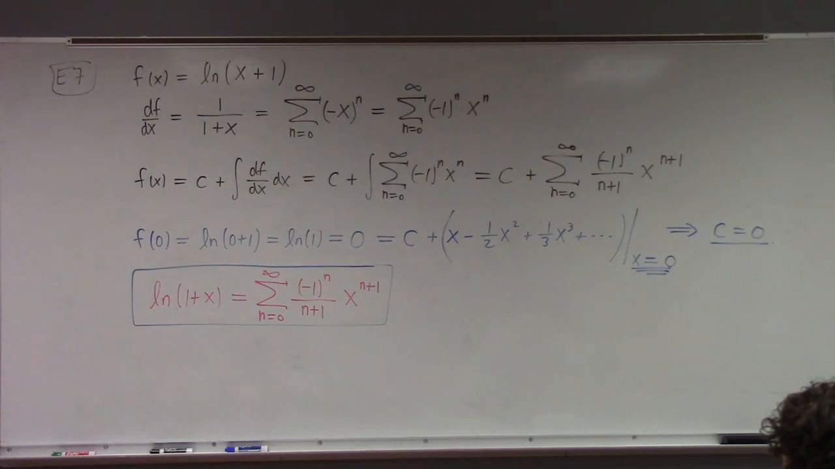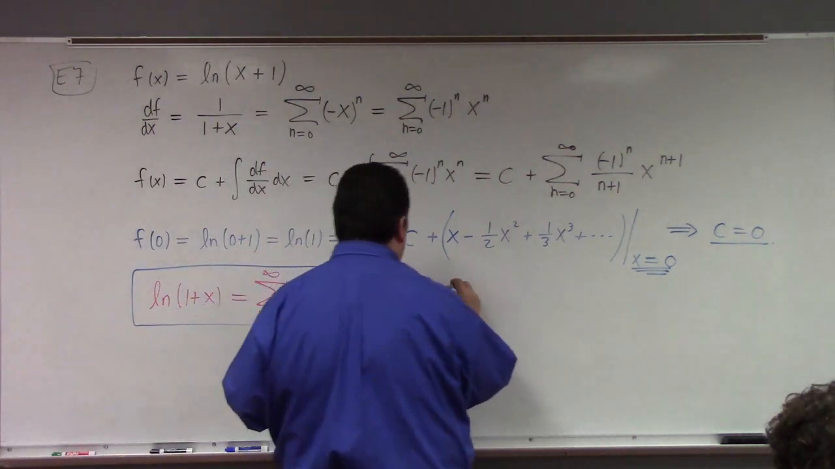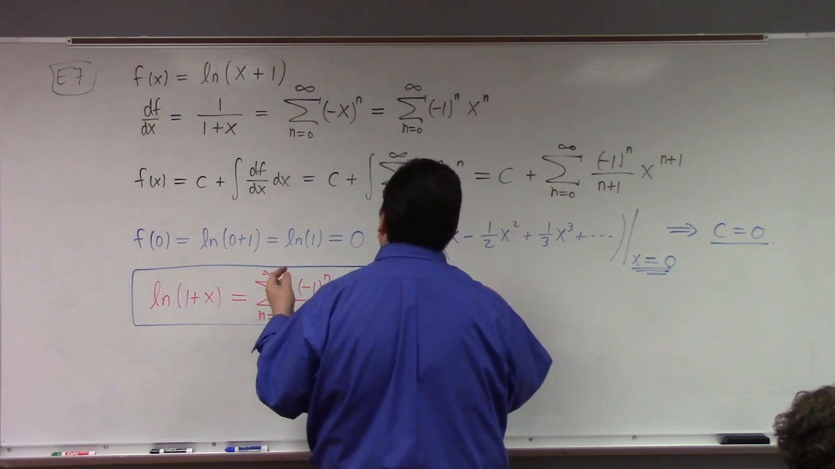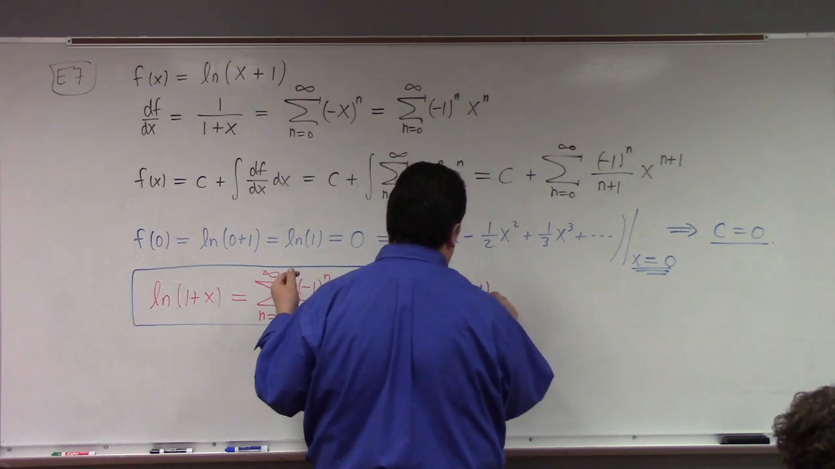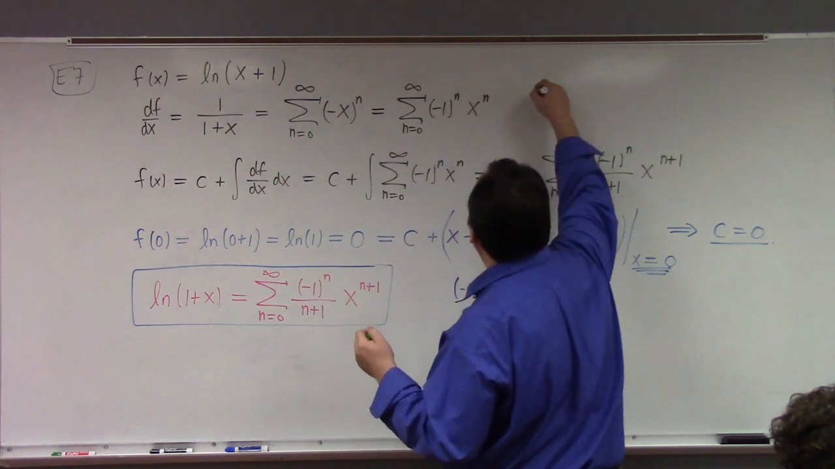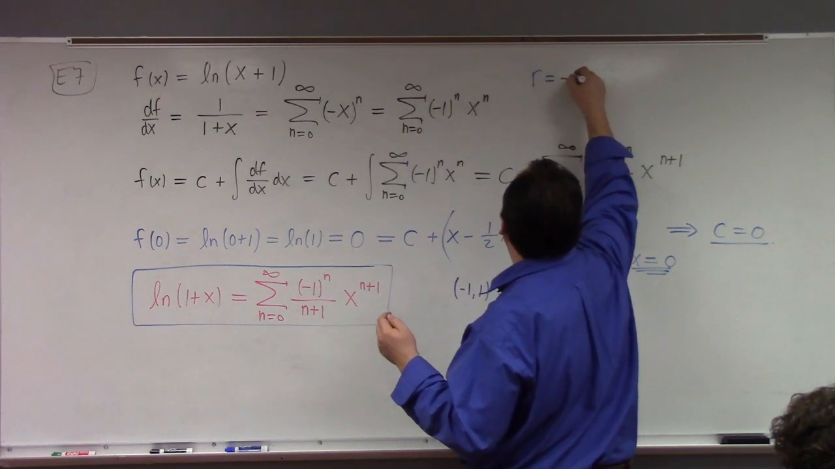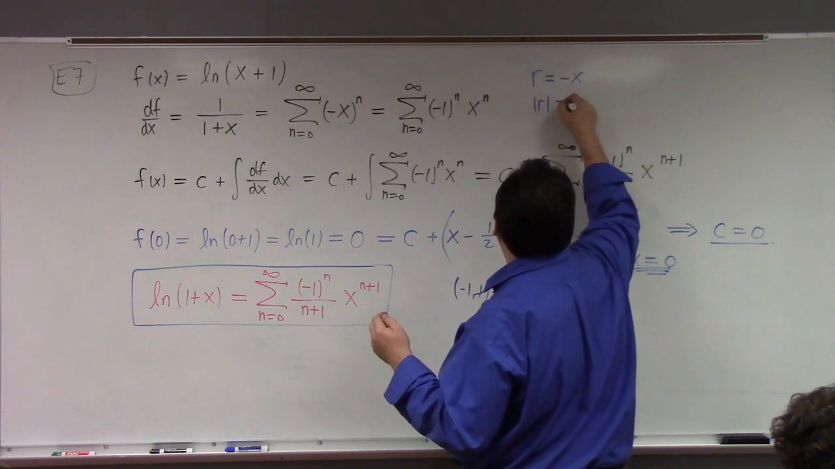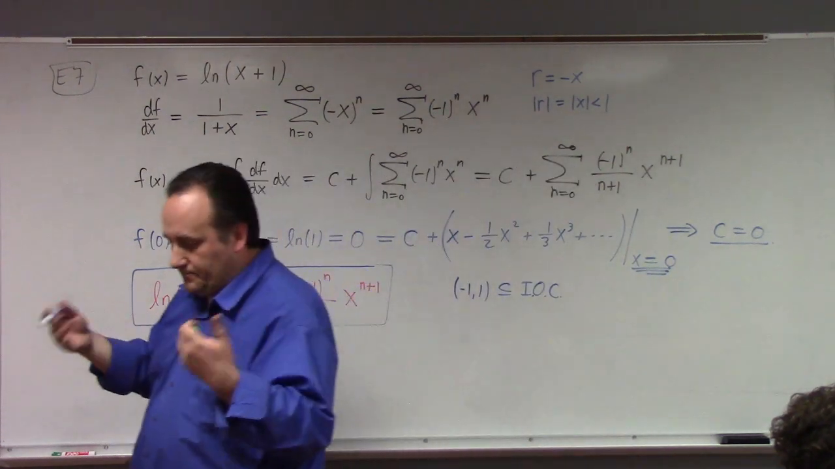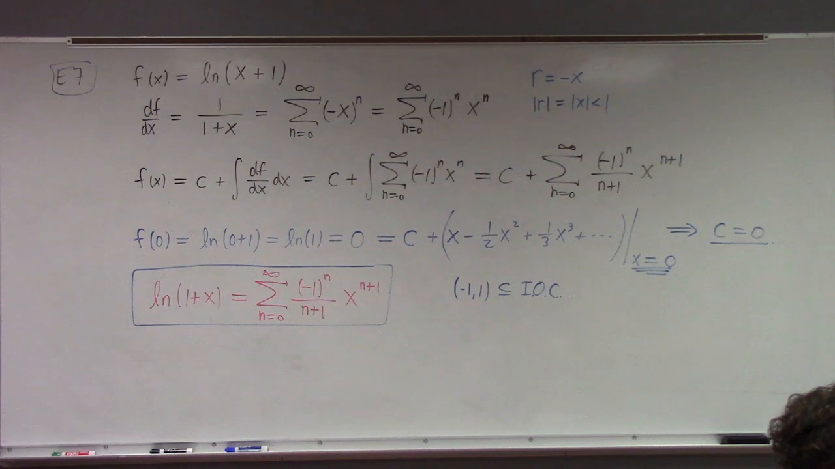How about the interval of convergence here? What's the interval of convergence? So the interval of convergence, we definitely know that minus 1 to 1, right? Minus 1 to 1 is a subset of the interval of convergence. How do I know that? We had r equals to minus x, right? So the absolute value of r equal to absolute value of x less than 1. So where I applied the geometric series result, the interval of convergence was minus 1 to 1.